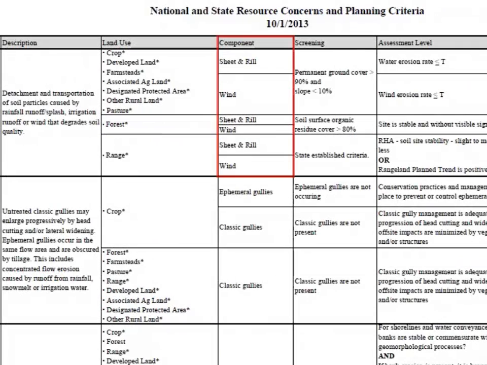Column 4 is the resource concern component. Examples shown are sheet and rill and wind associated with the various land uses from column 3. Let's assume for our purposes that sheet and rill are the component for the crop land use.